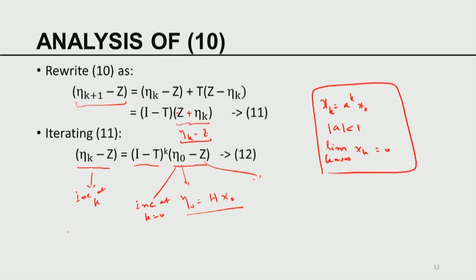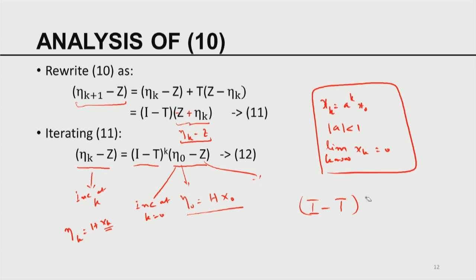So what is eta k? Please remember, eta k is equal to h of x k. That means the state at the grid will match the observation if there's going to be convergence. So the whole convergence now rests on the properties of the matrix I minus t to the power k. Or in principle, it rests on the properties of the matrix I minus t.